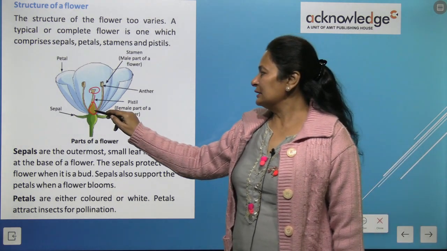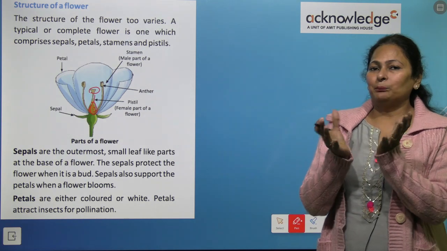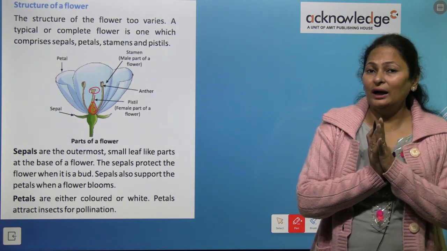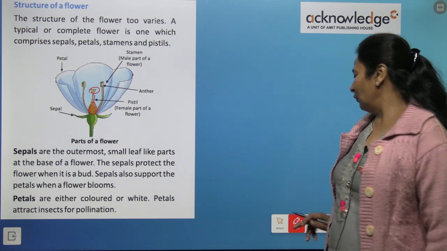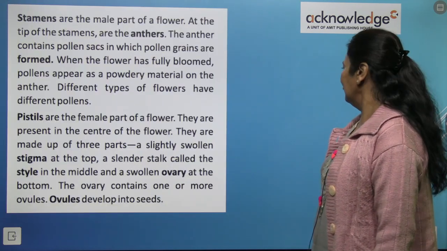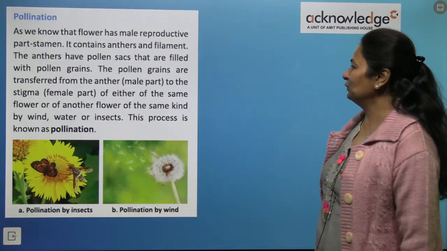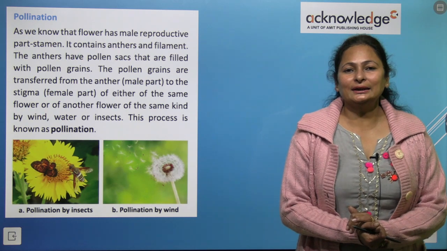So ovules are there in the ovary. When it blooms, it turns into fruit. So ovules turn into seeds, and the swollen parts turn into fruit. Have you got it, kids?